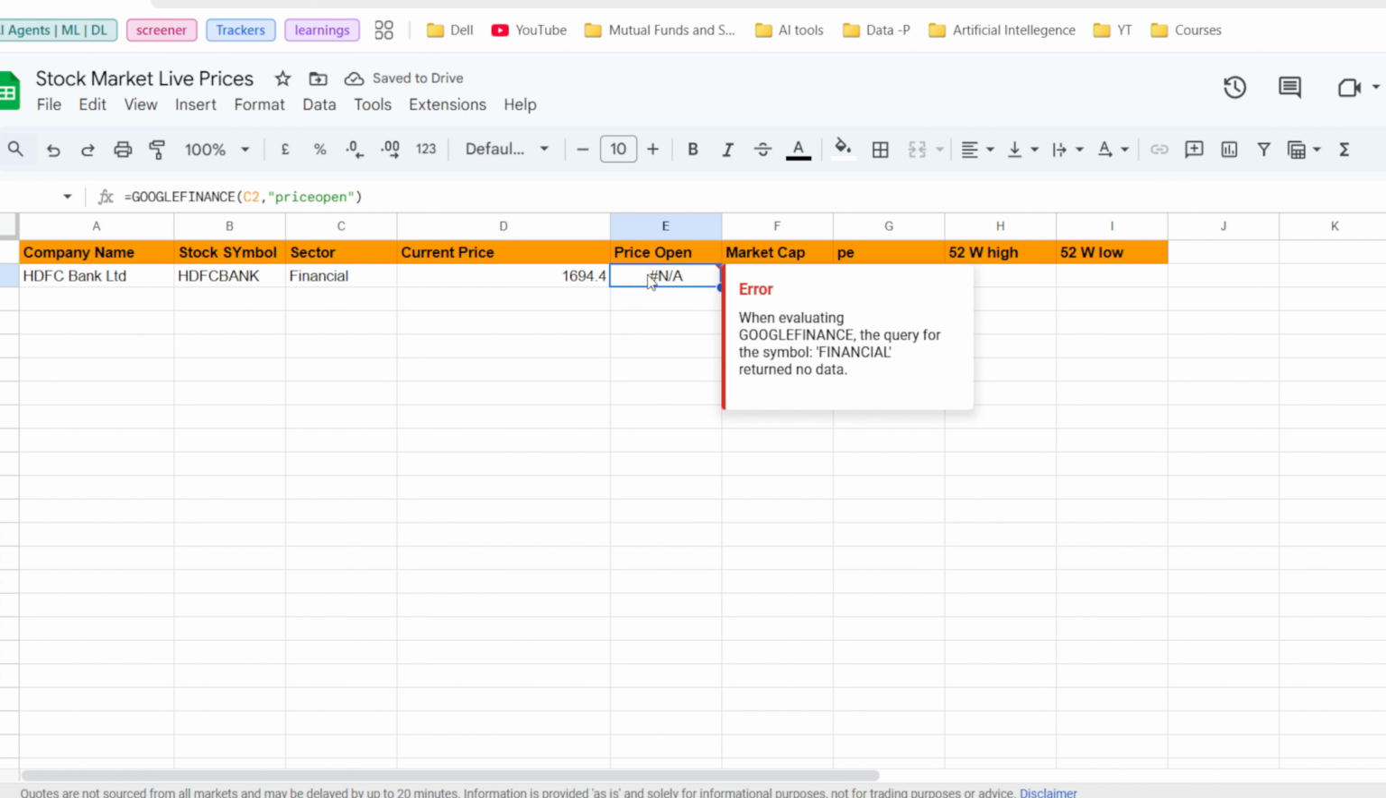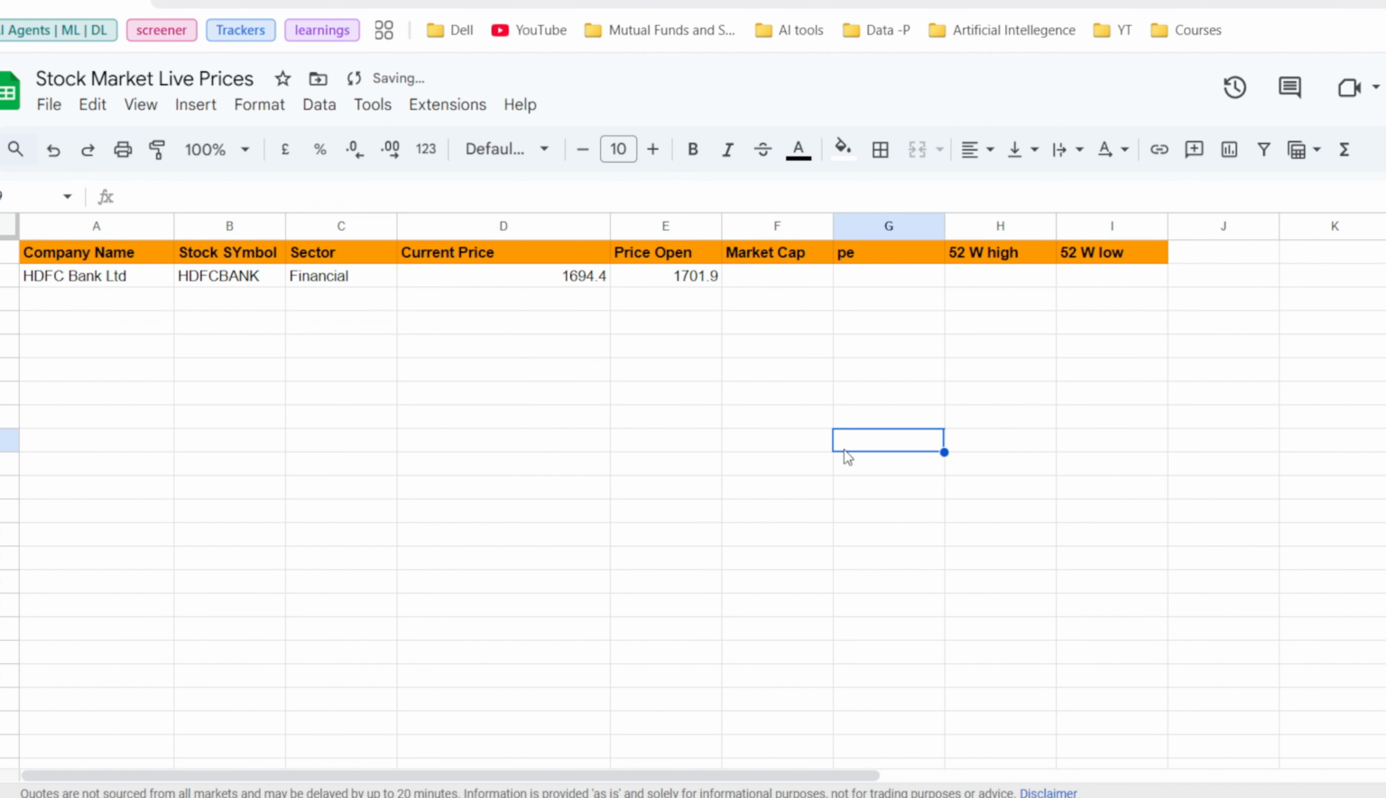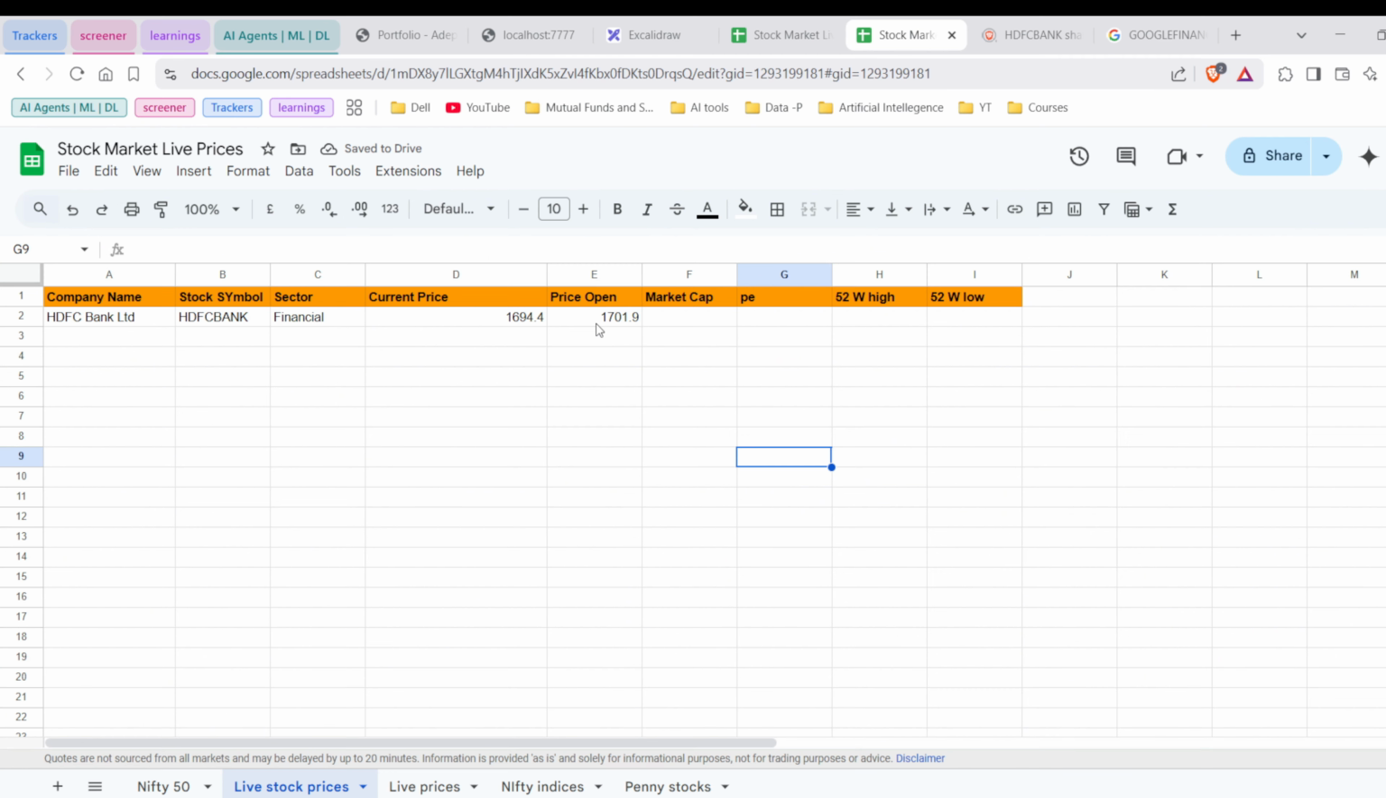B2. Yeah. You can see guys, we got this one. Price open means when the stock market opens, it is the opening price of the stock, and this is the current price of the stock. Approximately it went down by 7 rupees. Guys, you can see the current price on Friday, that means the last working day of the stock market, and the price open, because when the market opens, it is the price at that opening, and then the current price.